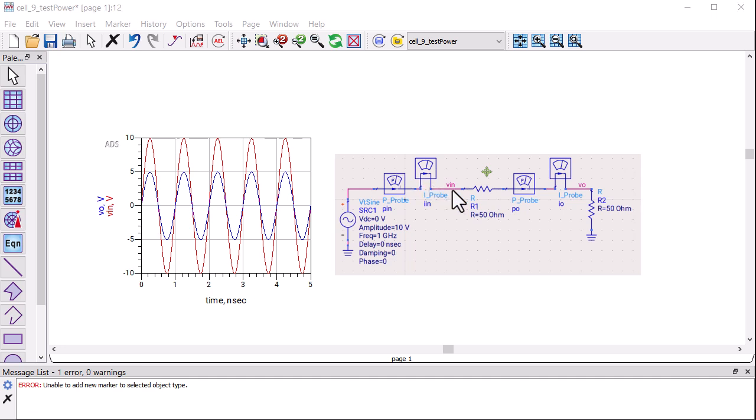First, let's look at the input and output voltage signal in the time domain simulation. The input voltage amplitude is 10 volts, and since we have two resistors in series, the input voltage is divided in half at the output. This is also the same for the power. Half of the input power is dissipated on this resistor and the remainder on this.